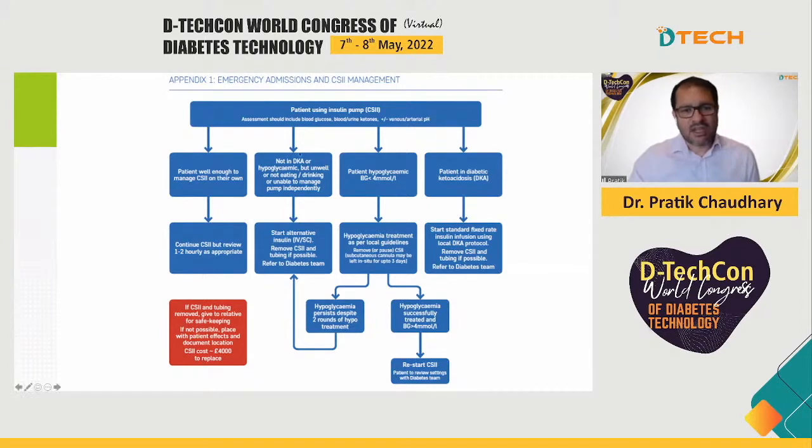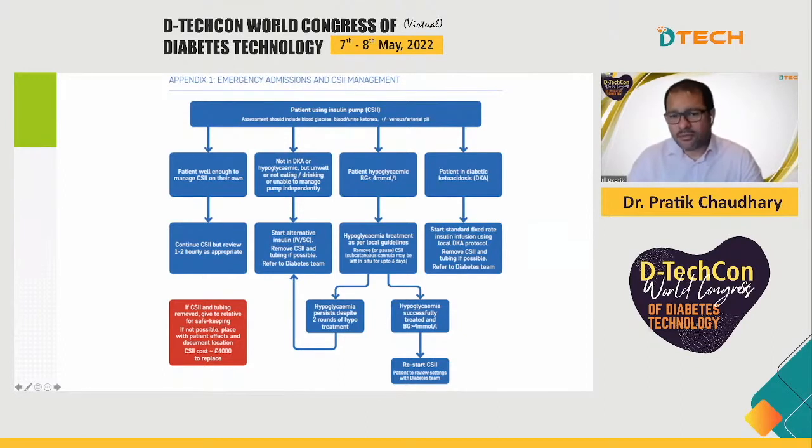If they're not in DKA and not in severe hypoglycemia, but they're unwell, not eating or drinking, or they're not feeling well enough to manage the pump themselves, then the best thing to do is switch over to an alternative. In most hospitals in the UK, and I'm sure the same in India, you've got variable rate insulin infusion, IV insulin or subcut in some places, and refer to the inpatient diabetes team.